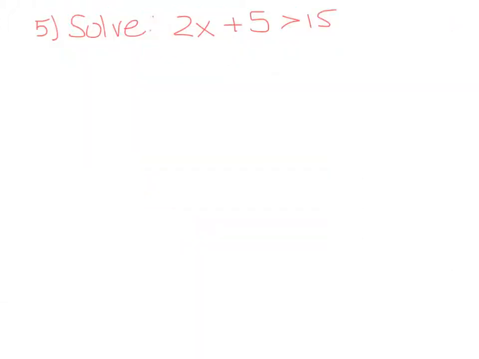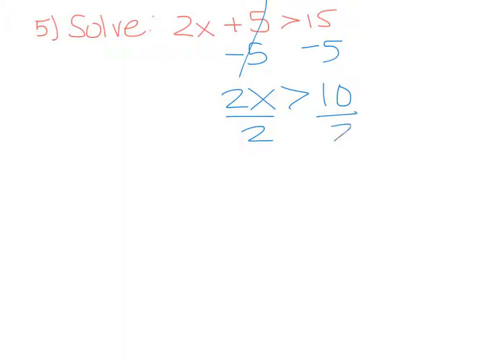Okay, here's a two-step inequality. Solve 2x plus 5 is greater than 15. We want to get our x alone, so we're first going to subtract 5 from both sides. So 2x is greater than 10. And then we're going to divide both sides by 2. So x is greater than 5. Notice we did not flip our inequality sign because we were dividing by a positive number. You only flip the inequality sign if you multiply or divide by a negative number.